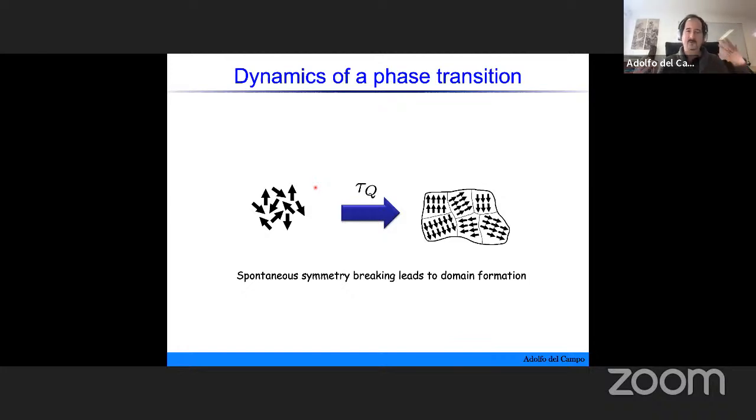What's the key idea? Well, just think of a ferromagnet at high temperature, above the Curie temperature, the order parameter vanishes. And if you cool it down in finite time below the critical point, then the order parameter starts to grow.